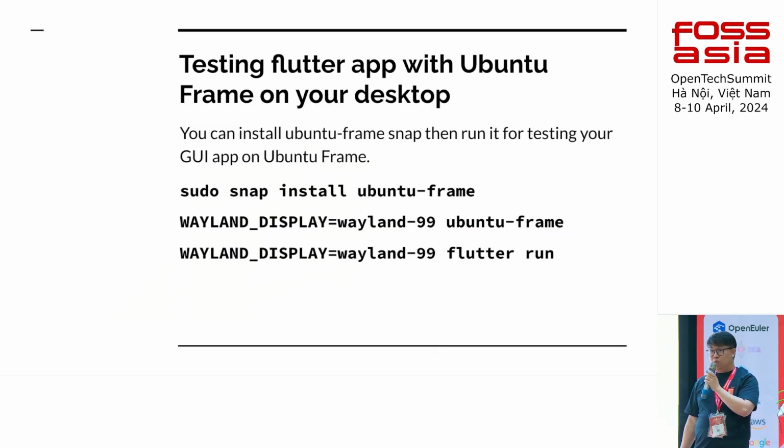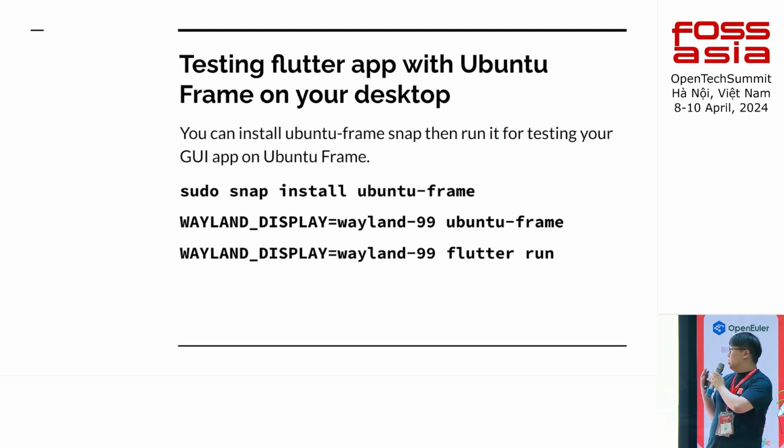Then, once I had built some parts of my app, I started testing it on my desktop first, like my working machine, my laptop. You can actually test it very easily. If you're running snaps on your laptop, you can just install the Ubuntu Frame snap and just run Ubuntu Frame with some environment variables.